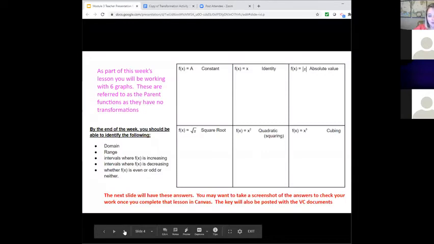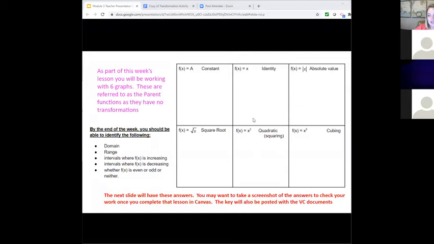I'm going to give you a few minutes as you are thinking about these functions. You can use a graphing calculator, you could also use Desmos, or maybe you know these off the top of your head. What do these 6 basic parent functions look like? Can you sketch a graph of those 6 functions in your notes?